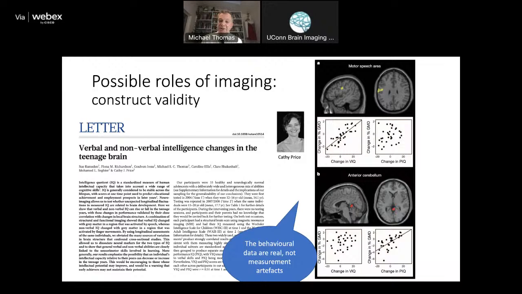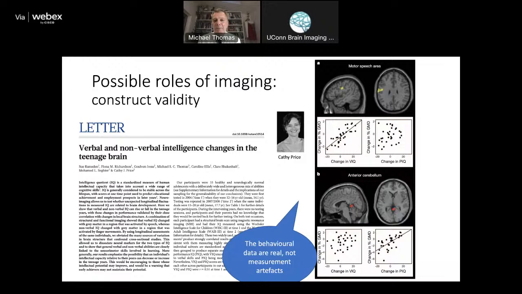But what we did was structural imaging at the same time, and we were able to show that the changes in verbal intelligence were correlated with structural changes in gray matter density, in left hemisphere motor, language motor areas, and that the nonverbal changes were correlated with changes in gray matter density in an anterior cerebellar area that is involved in finger movements.